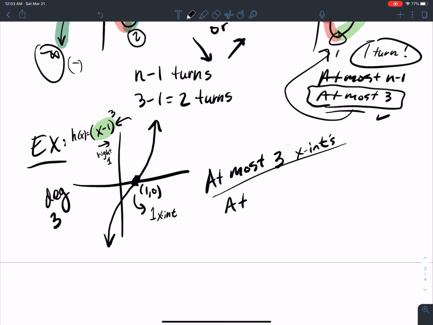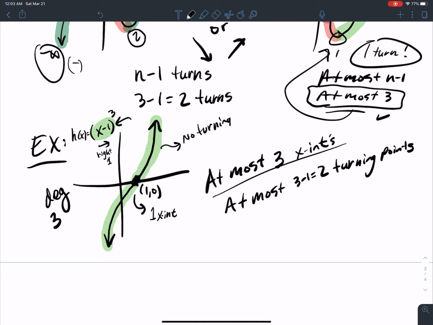But there's also at most, well, 3 minus 1, 2 turning points. But when I look at this graph, it looks like it's always going up. So are there any turning points in reality? There are no turning points. So you can have a graph that has no turning points, and it's still okay.